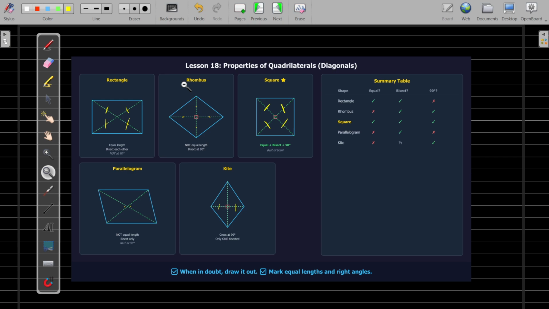So just sketch the shape, draw the diagonals, and let your eyes tell you what's going on. Always mark the equal lengths and right angles on your diagram. Look at the summary table, double check.